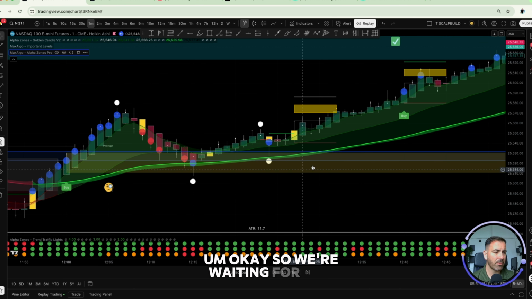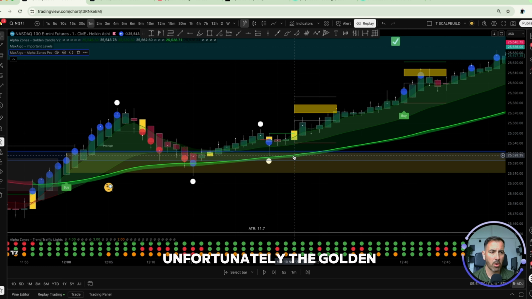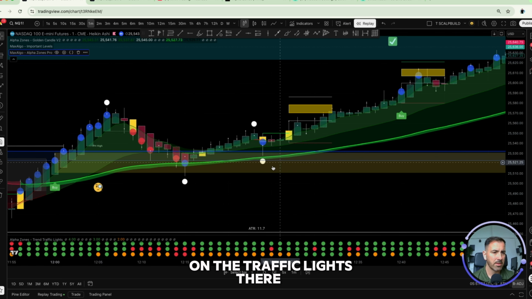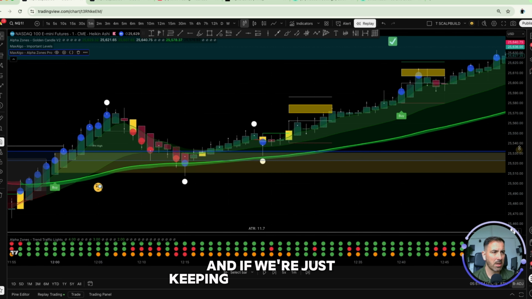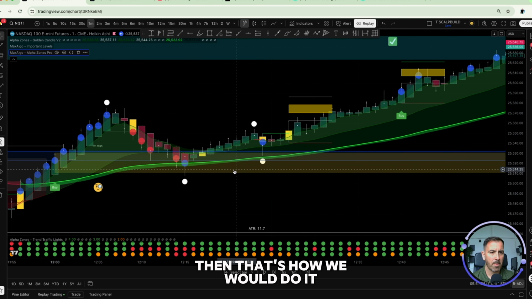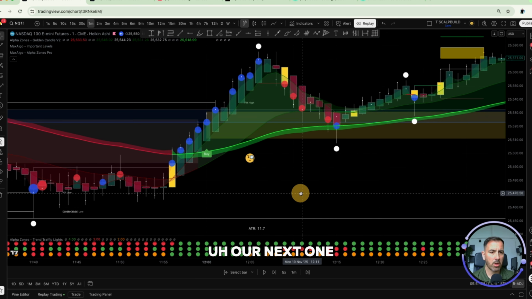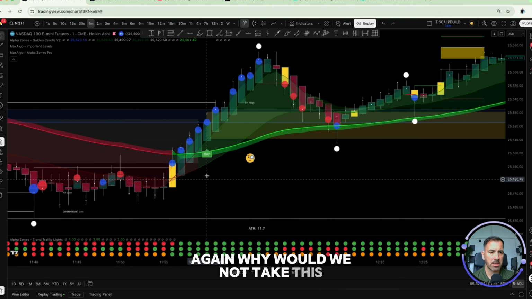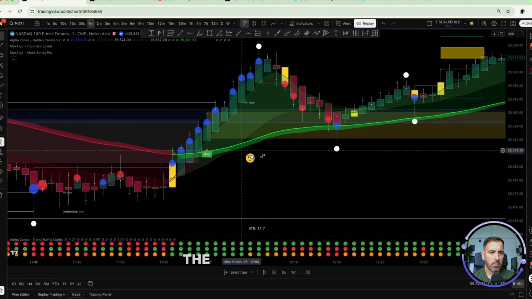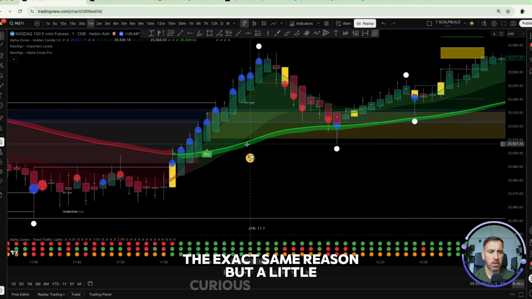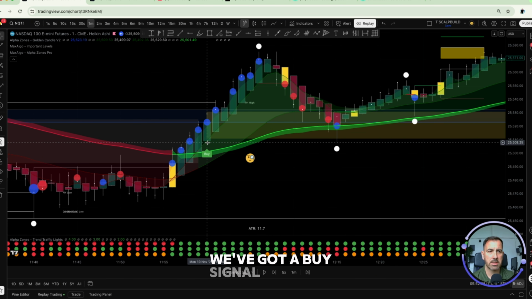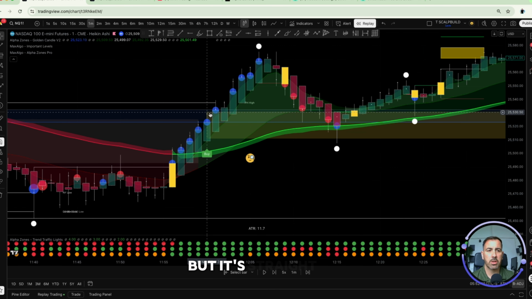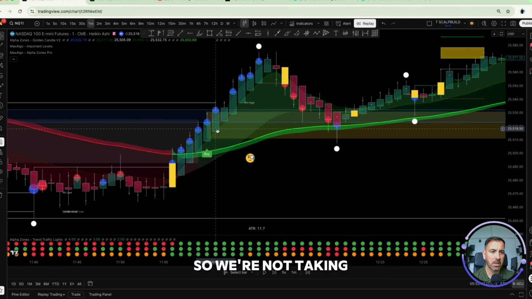Okay, so we're waiting for our next to align. Unfortunately, the golden candle doesn't align on the traffic lights there. And if we're just keeping this really simple, then that's how we would do it. Our next one for alignment. Okay, so we've got a buy signal here. Again, why would we not take this buy signal? The exact same reason. Put a little curious face here and say, we've got a buy signal. It would be a lovely trade, but it's straight into the Q. So we're not taking trades into the Q.